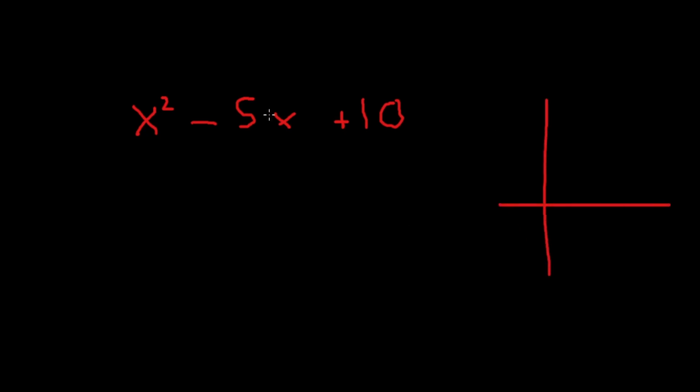Actually, before we do that, I want to get rid of a common misconception a lot of people have about factoring. Let's say we have x squared minus 5x plus 10. This is a completely valid equation. If we put this in a calculator and made it graph it out, it would give us a graph. However, how would we factor this?